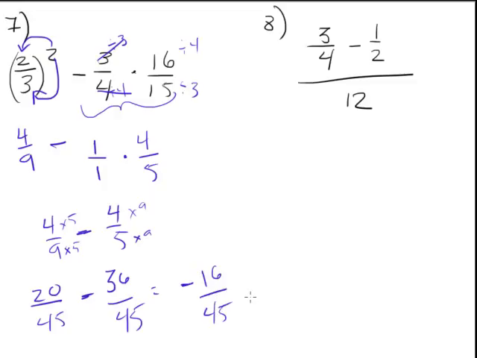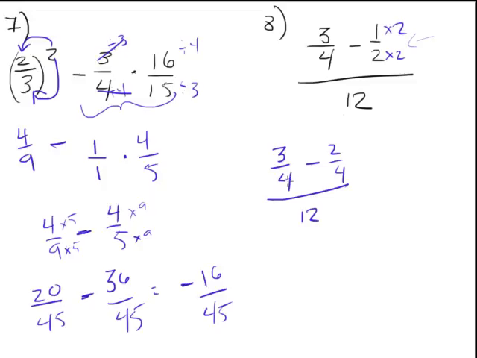Alright, so this guy here, I have to work the numerator first, and then I divide with this denominator of 12. So I'm going to just look at this 3 over 4 minus 1/2. So common denominator between the two is 4. So times by 2 times by 2. I'm going to get 3 over 4 minus 2 over 4 all over 12.